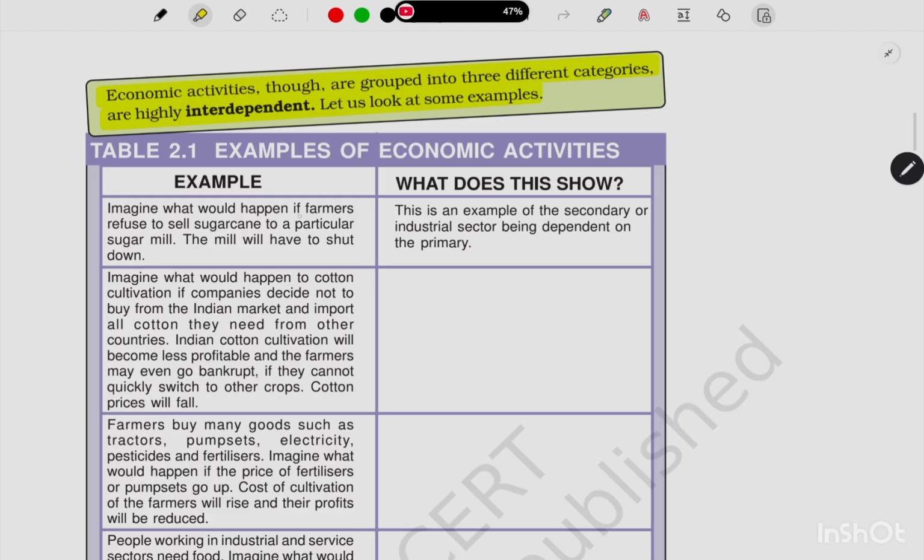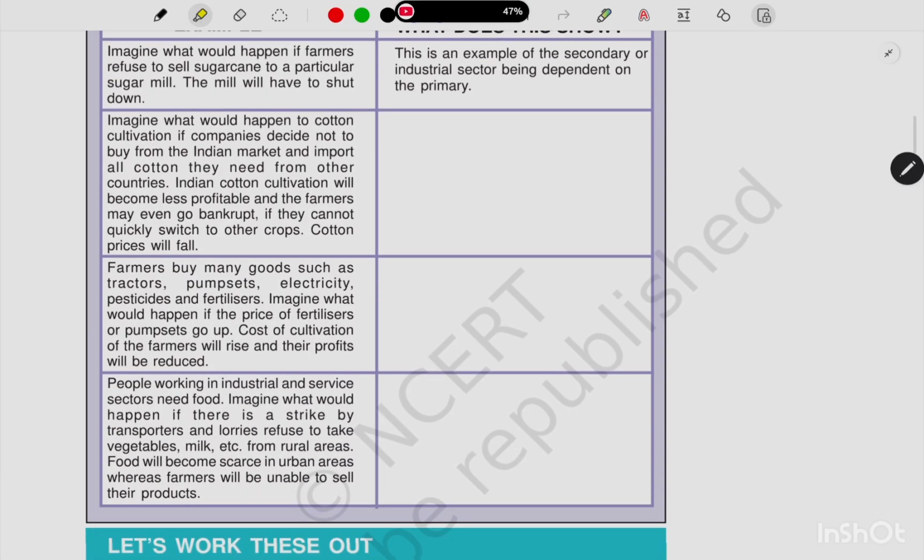Now we'll have to see an example and list out what it shows. So imagine what would happen if farmers refused to sell sugarcane to a particular sugar mill. The mill would have to shut down. So this shows the secondary sector or industrial sector being dependent on the primary.